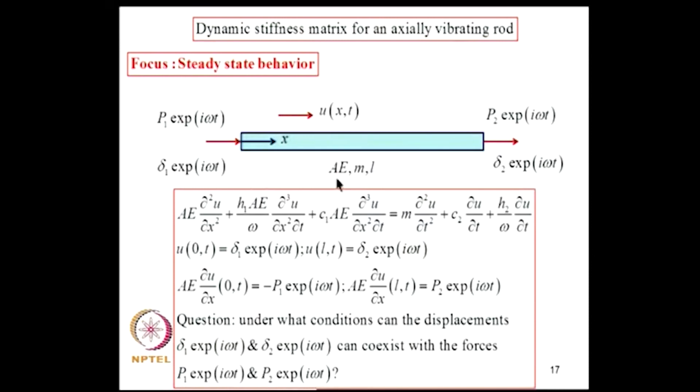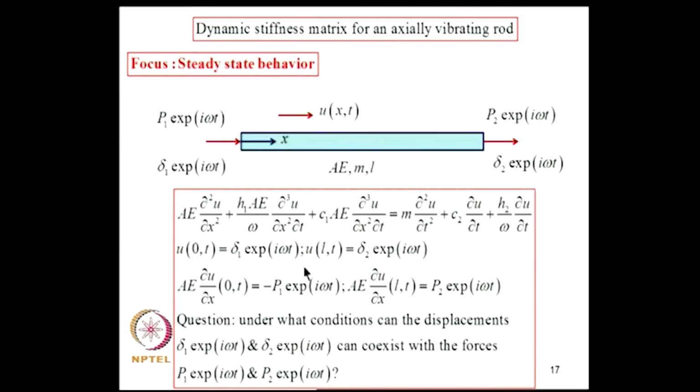So, we will assume that the rod is homogeneous. So, the governing equation will be A E del square u by del x square plus a structural damping term plus a viscous damping term, which are proportional to the strains, that is equal to the inertial term m u double dot plus a viscous damping term and a structural damping term, which are proportional to velocities. So, these two damping terms are proportional to structural velocities, and these two damping terms are proportional to structural strain rates, okay, strain rate in time.